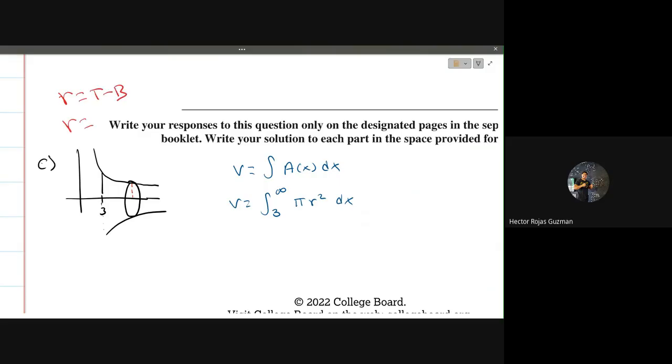The radius is, what's the function? 1 over x squared. The bottom is 0 because it's the x-axis. So the radius is just 1 over x squared. So the volume is going to be pi times the integral of 1 over x squared, squared, and yeah, integrate it.